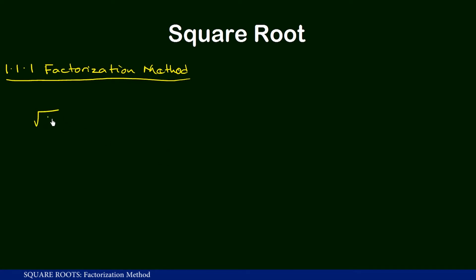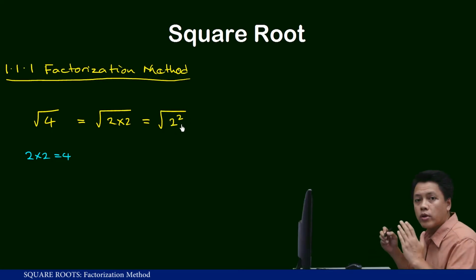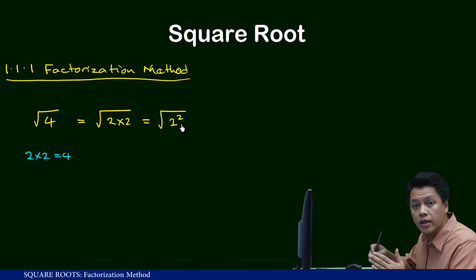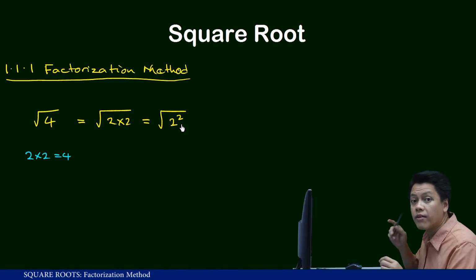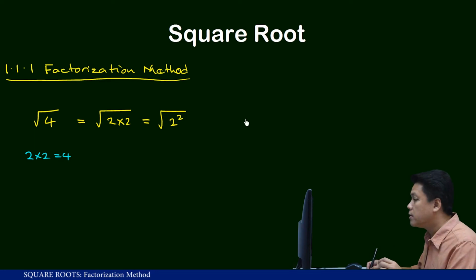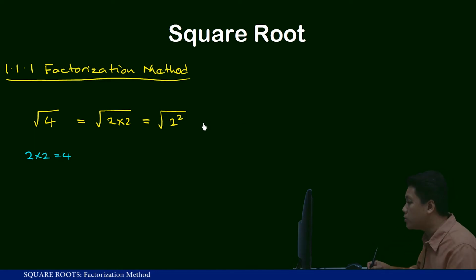So we want to find out the square root of 4. And we know very well that 2 times 2 is equal to 4, such that the square root of 4 is equal to the square root of 2 times 2. Or we can also write that as the square root of 2 squared. So when we have a square root of a number that is squared inside it, that is basically equal to that value. In this case, the square root of 2 squared is equal to 2.